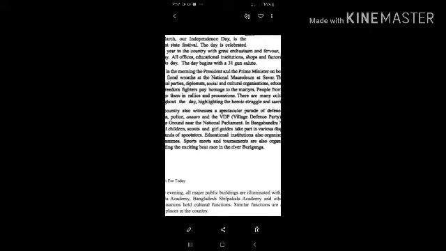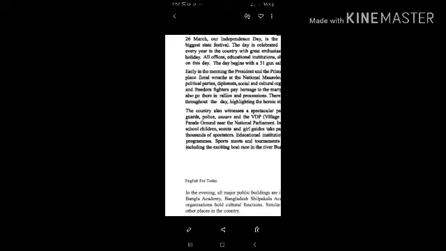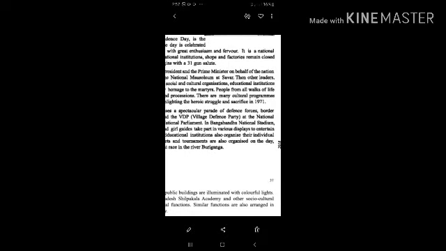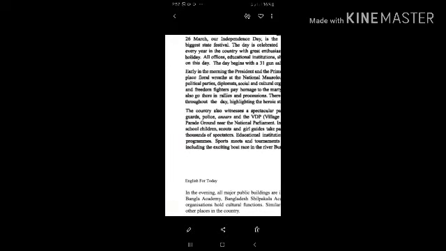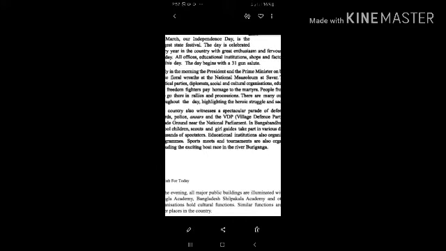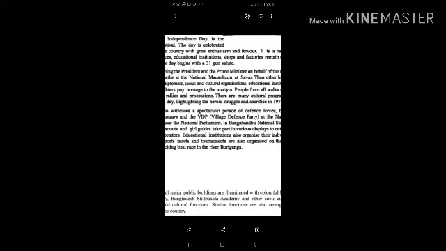The day begins with a 31 gun salute. Early in the morning, the president and the prime minister, on behalf of the nation, place floral wreaths at the national mausoleum at Savar. On this day, our president and our prime minister go to the national mausoleum and they place their floral wreaths on behalf of us.